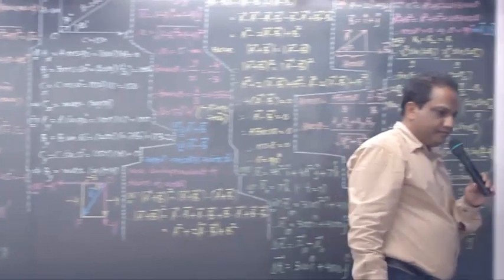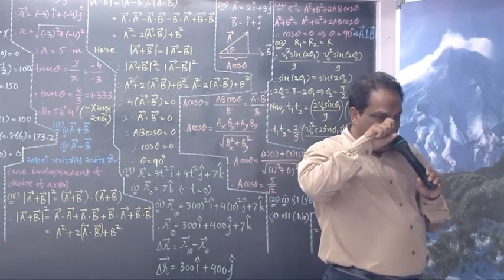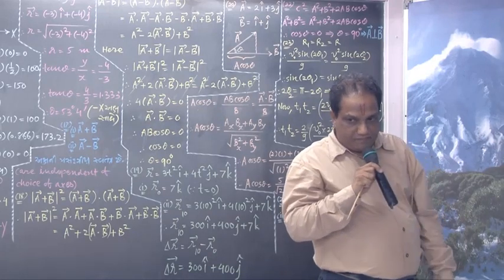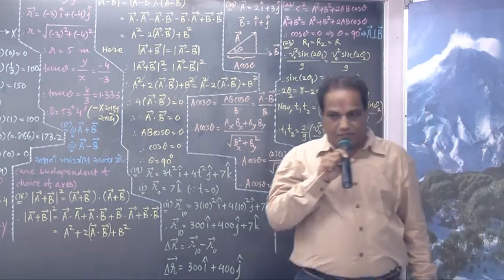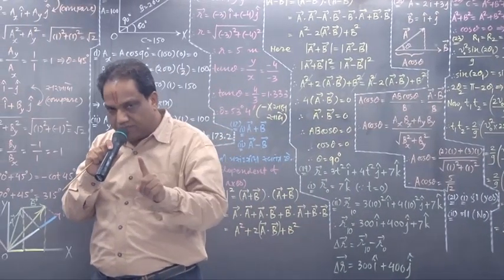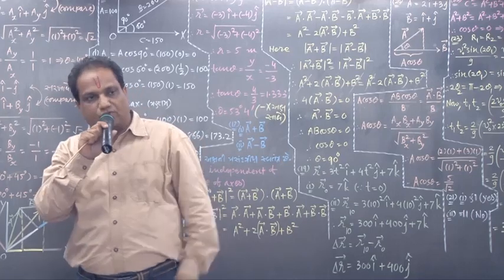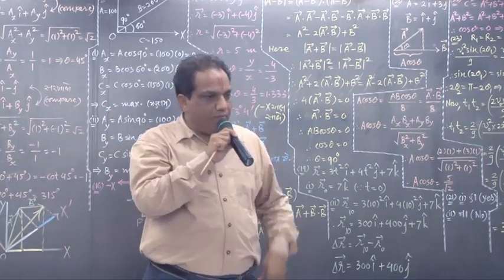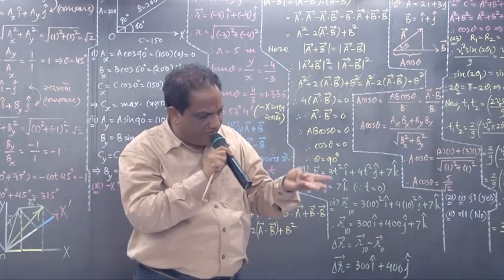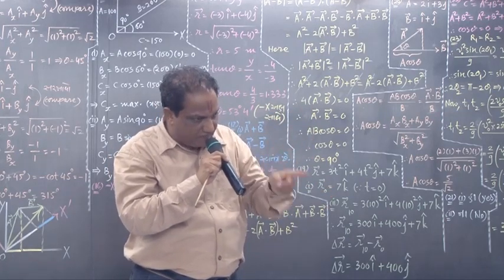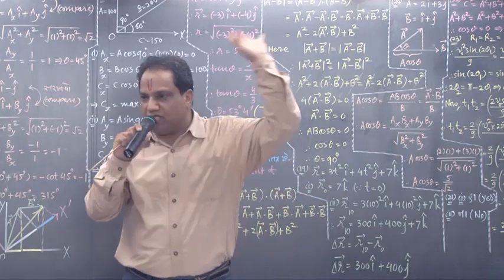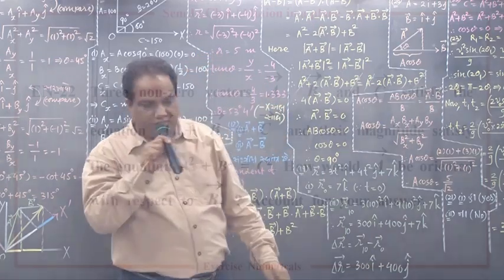If one of the components is not 0, the magnitude of the vector cannot be 0, because A equals under root of ax square plus ay square plus az square. Out of ax, ay, az, if at least one component is not 0, then the magnitude of the vector will not be 0. Next.